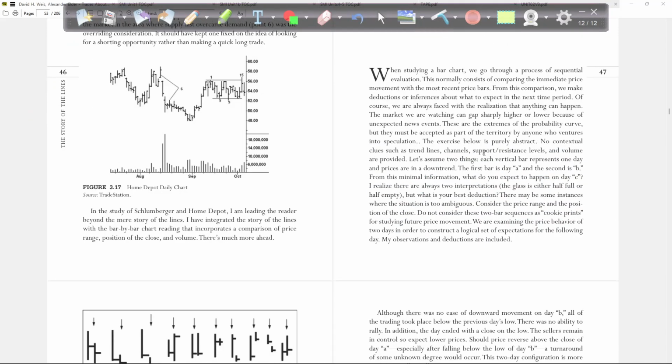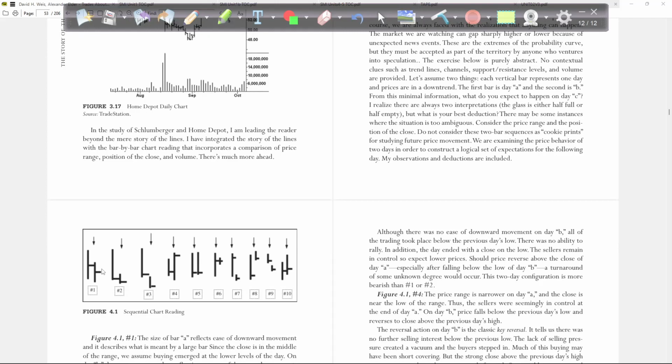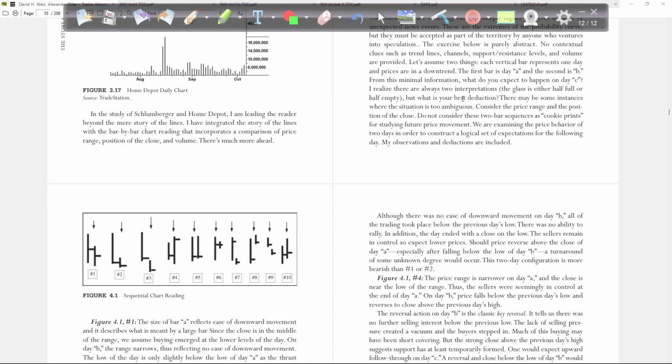The exercise below is purely abstract. No contextual clues such as trend lines, channels, support or resistance levels, and volume are provided. Let's assume two things: each vertical bar represents one day, and prices are in a downtrend. The first bar is day A, and the second is B. From this minimal information, what do you expect to happen on day C?